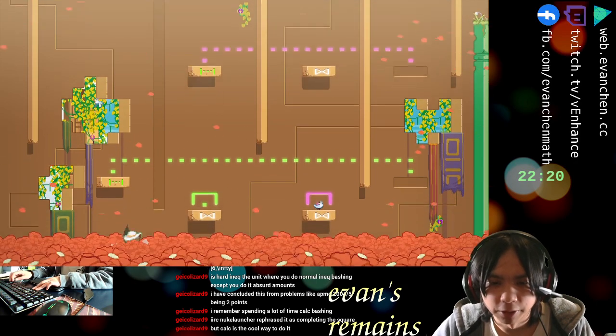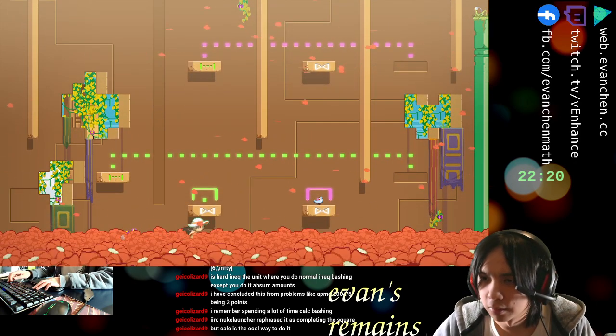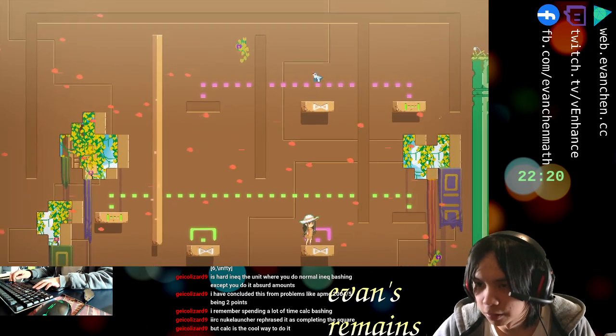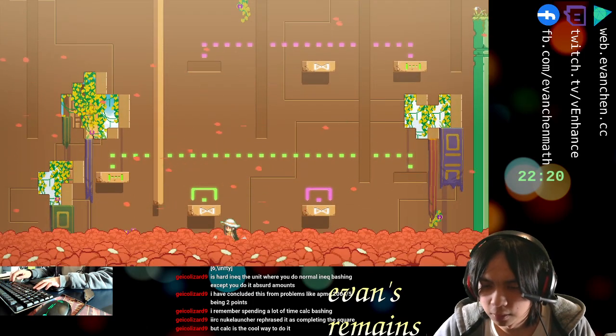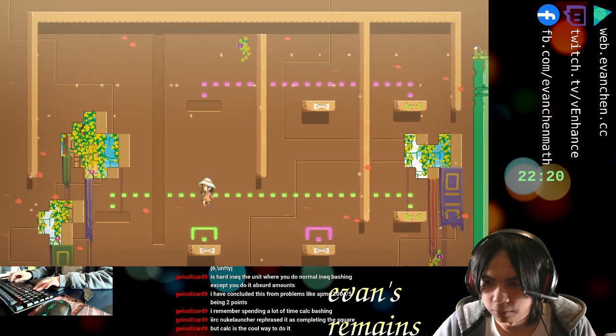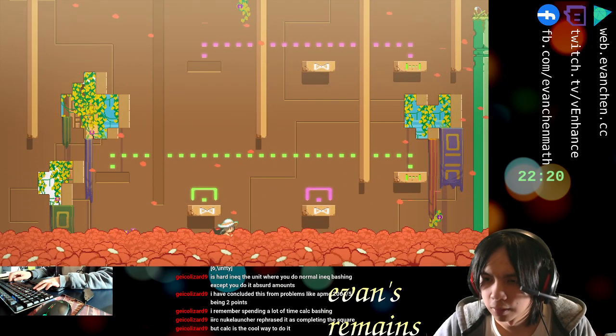Actually, that one's so high up I can't jump here. So I can toggle this some number of times. I don't know if that helps. Okay. Ah! That's some help.